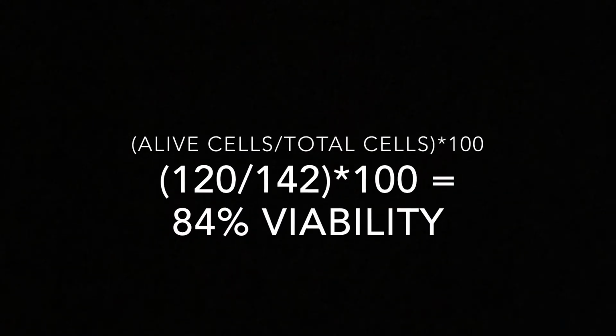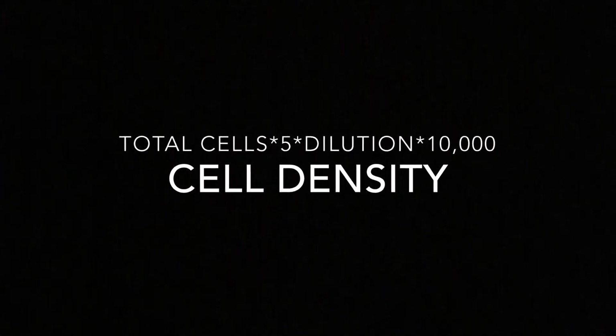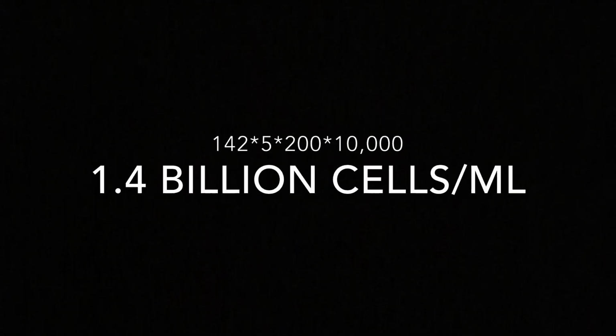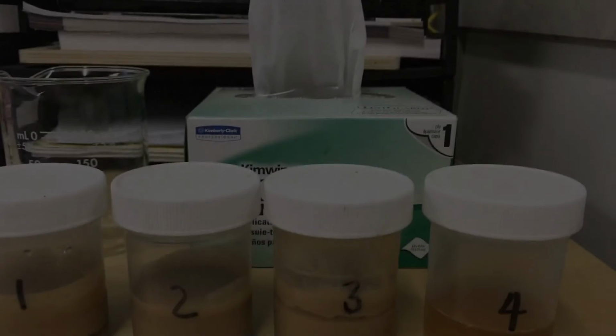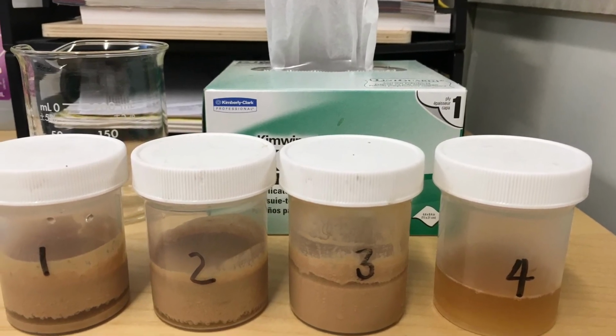A simple ratio of alive cells to total cells gives you your percent viability. To calculate cell density, you multiply the total cells by 5, then by your dilution, and then by 10,000. This sample has a density of 1.4 billion cells per milliliter. And that's it. Now you're ready to enter your figures into your pitch rate calculator.